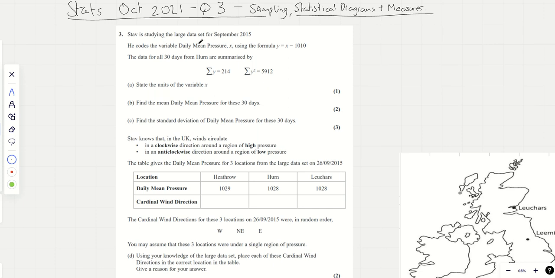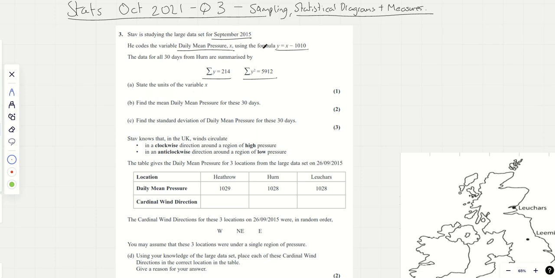Okay, Stav is studying the large data set for September 2015. This should immediately put you on your guard. It's a large data set. He codes a variable, daily mean pressure, using the formula y equals x minus 1010. So a fairly simple linear code there. The data for all 30 days from Herne are summarised by these summary statistics, and the first thing they want us to do is state the units of the variable x.